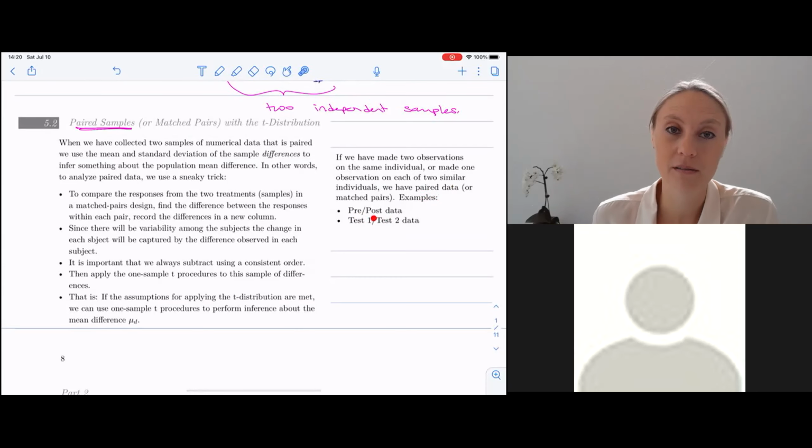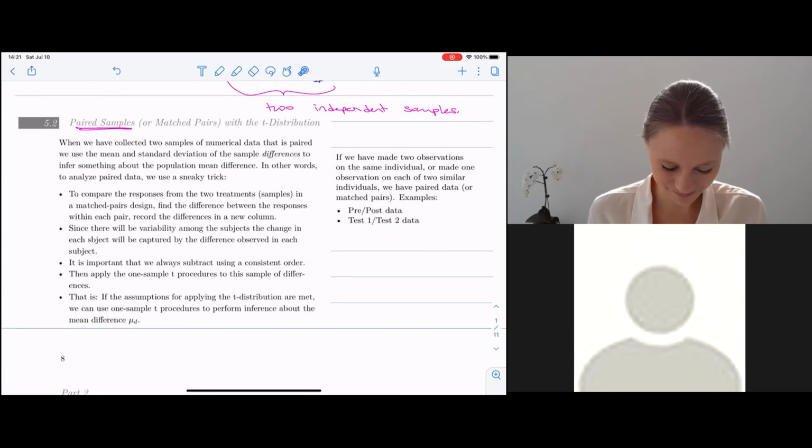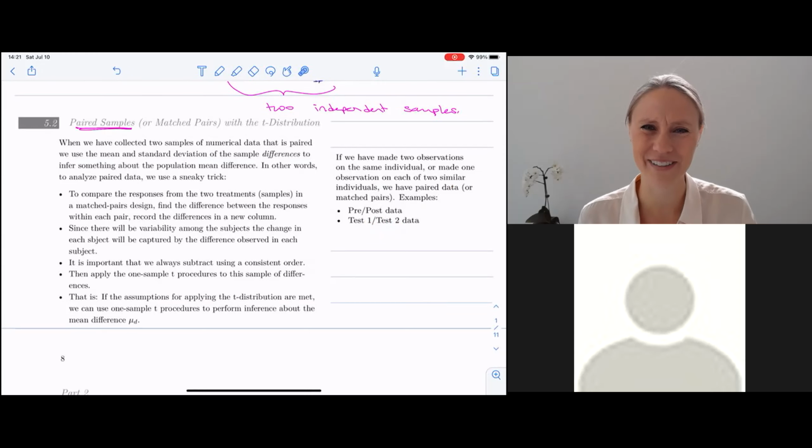So pre-post data is really common, right? Before and after. Things like test 1 and test 2. Oh, scary. I can do a hypothesis test to see if we have improved significantly from test 1 to test 2. Oh, what? You can do that? You can. And I do. But that doesn't matter. I know, scary, right?